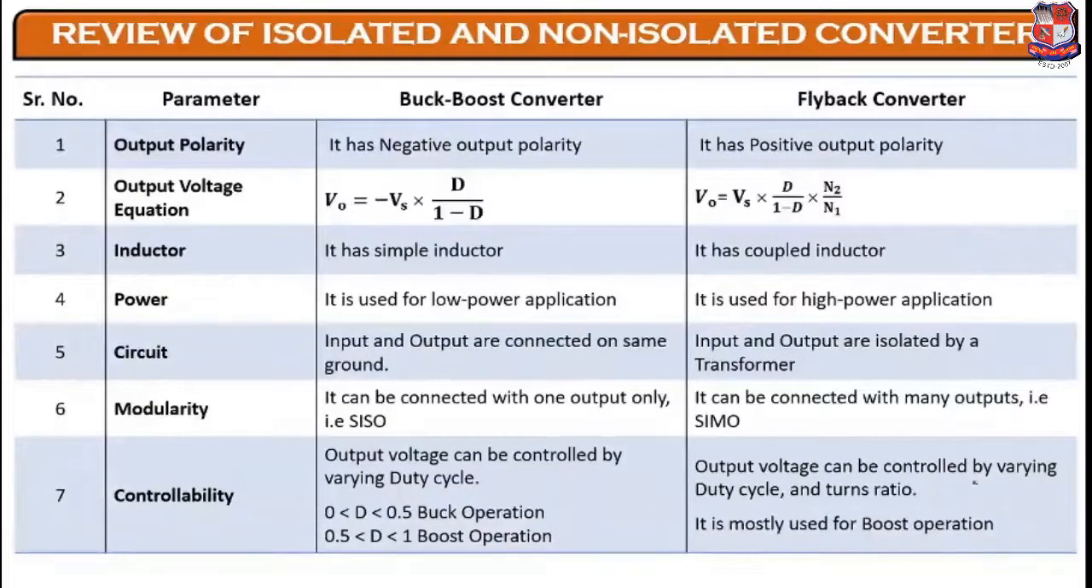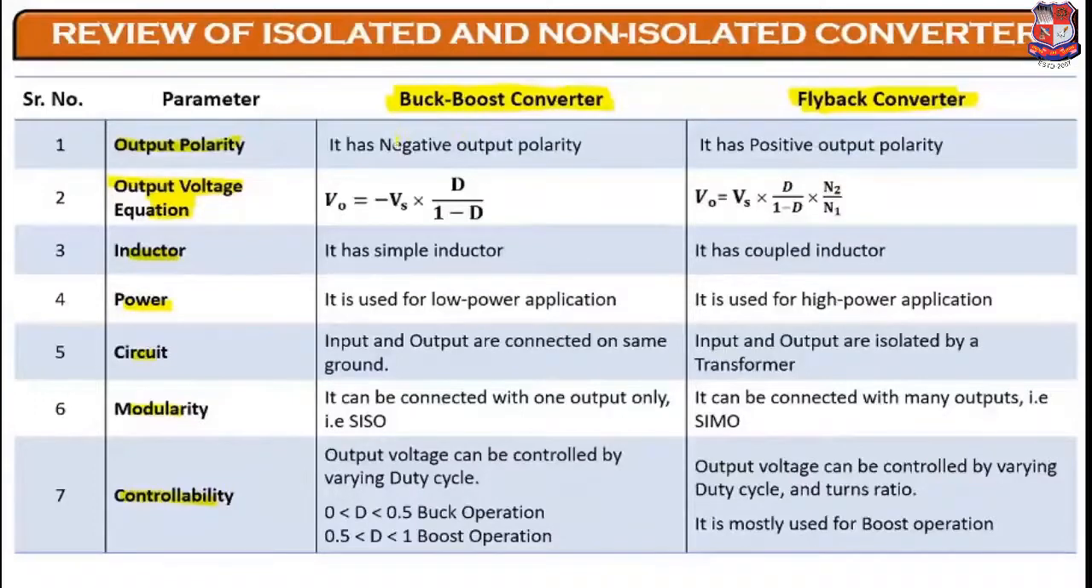Okay, so this is a very important point, and many times it is asked. We know that the flyback converter and buck boost converter are both the same. The only thing is that in the flyback converter a transformer is used which separates primary and secondary. So what is the advantage, disadvantage, or comparison you can make between the two same topologies with a small transformer inclusion? You can compare it based on output polarity, output equations, inductors, power, circuits, modularity, and controllability.